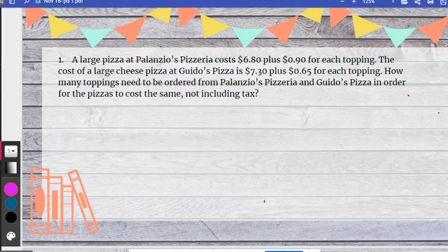Looking at number 1 here, it's a word problem. I know you guys love word problems, but please remember your strategies. Strategy number 1 was underline the key information. So pause the video and underline that information.